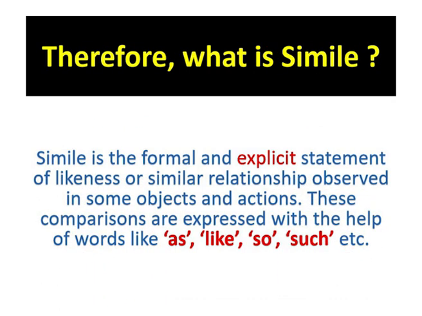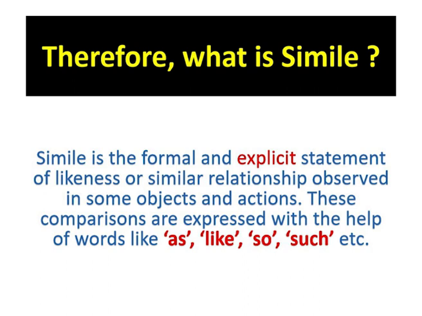Have you noticed one thing? In the first statement of example, I have highlighted in red ink the word like, and in the second example, I have highlighted the word as. Now, if you have forgotten those, just rewind and see again. Now, what is simile? Therefore, simile is the formal and explicit statement of likeness or similar relationship observed in some objects and actions.